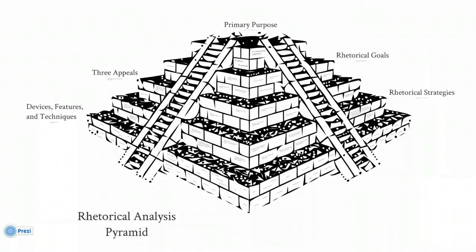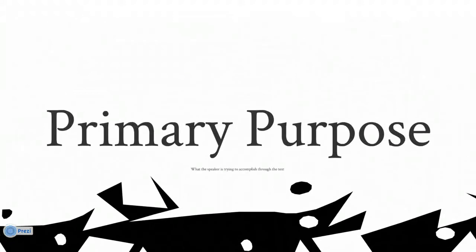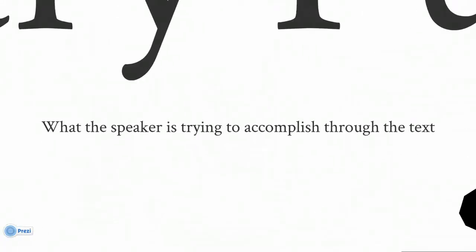So let's start there. Let's start at the very, very top and work our way down on what this pyramid looks like. We'll start with the author's purpose, his or her primary purpose, or what the speaker is trying to accomplish through the text. What is his or her ultimate goal? Is he or she trying to illuminate something, or convince people to take action of some kind, or cause an audience to experience something? These are all different types of purposes that an author could ultimately have.